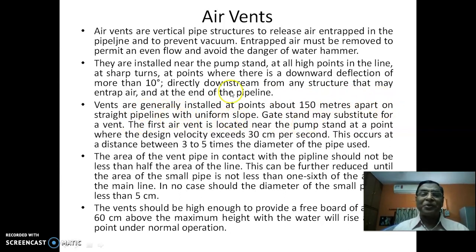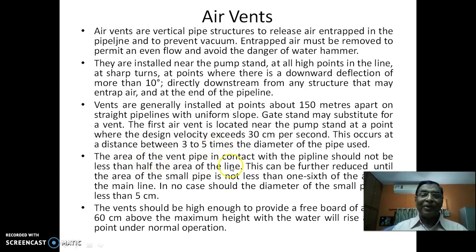Gate stand may also substitute for air vent. Already we have told this point. The first air vent is located near the pump stand. We have seen the pump stand at the beginning. The first air vent immediately after the pump stand, the next air vent should be provided at a point where the design velocity exceeds 30 centimeters per second. When you are calculating velocity, this will be kept in mind. So where this exceeds 30 centimeters per second, you will provide an air vent. This occurs at a distance between 3 to 5 times the diameter of the pipe used. So that is a rough estimate.